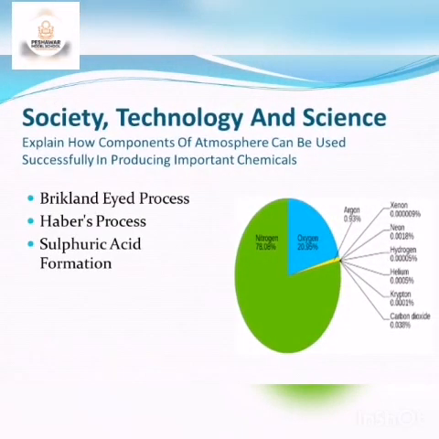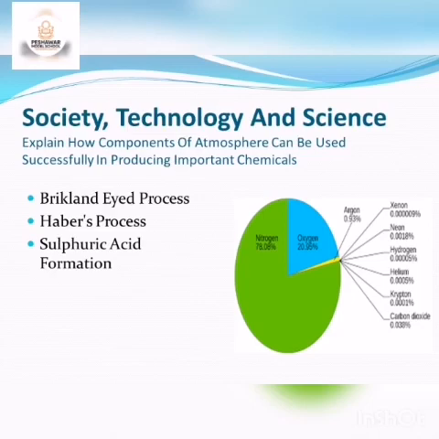Society, technology and science, and the main point is to explain how components of the atmosphere can be used successfully in producing important chemicals. In this we will explain how we can use the atmospheric gases for the production of different chemicals. As you can see in this pie chart, nitrogen is 78.08%, oxygen is 20.9%, and argon is 0.93%, and a lot of different rare gases are present in our atmosphere.